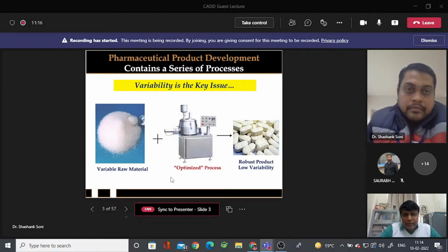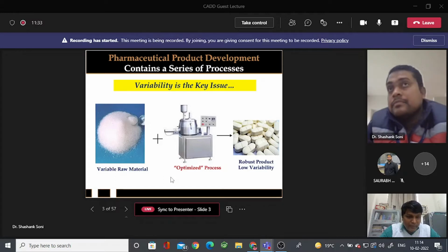What happens in a pharmaceutical product development process? Lot of variables. The raw materials. I want any student to enlist the raw materials for a tablet. One by one you can enlist. What are the various raw materials for the tablets?